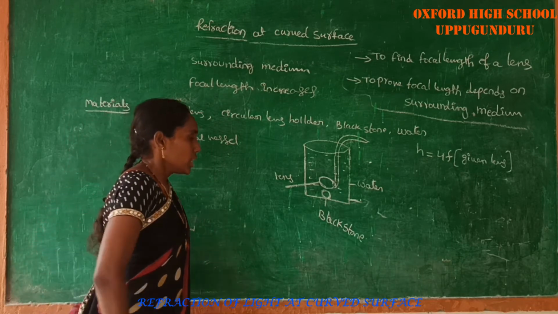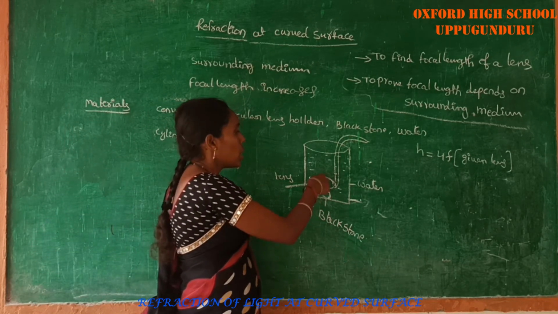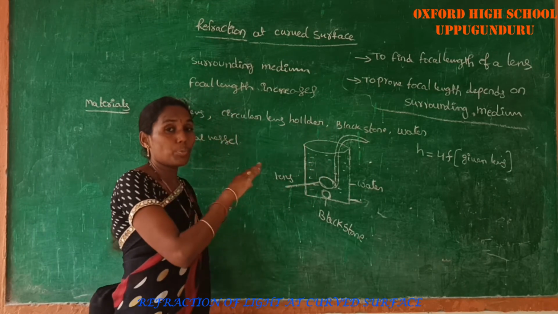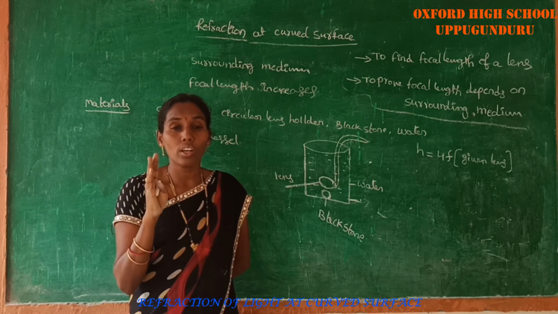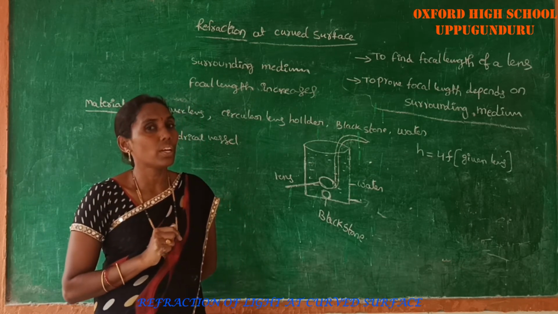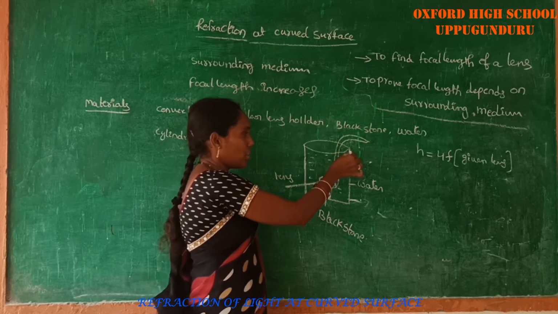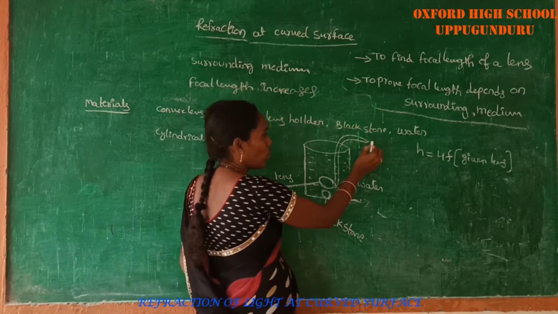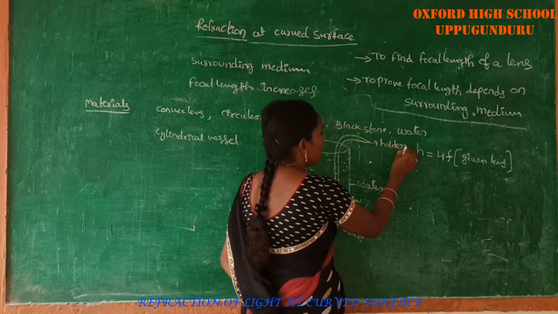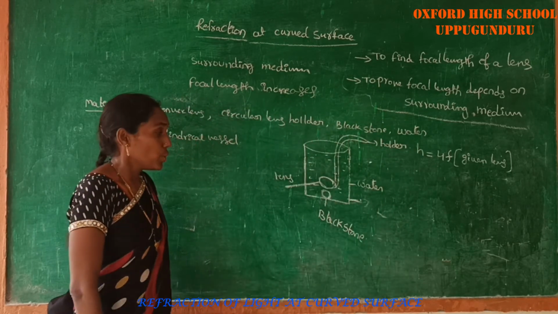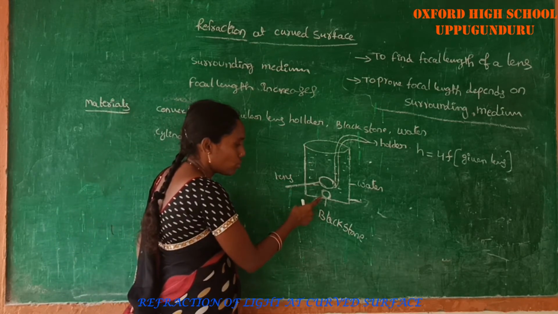Next, keep a black stone at the bottom of the vessel. After that, pour water into the vessel up to a certain height. That height of the water level is greater than the focal length of the lens. After that, dip the lens horizontally by using a circular lens holder. This is the lens holder.